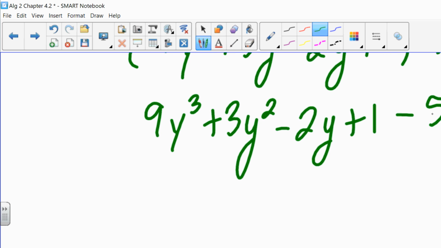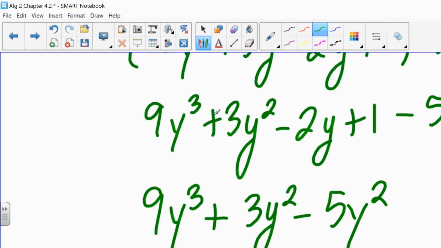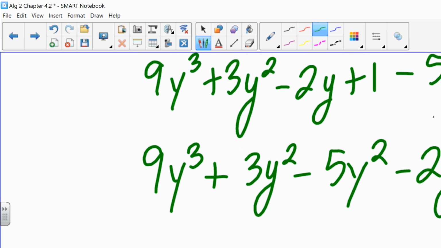For this first one here, I'm just going to rewrite it with the like terms next to each other. 9y cubed doesn't have any like terms in the other expression or anywhere else in this problem, so it's just going to be by itself. 3y squared does have a like term, the negative 5y squared. The negative 2y and plus 1y are like terms, and our 1 and negative 4. So I just rewrote it where the like terms are next to each other.